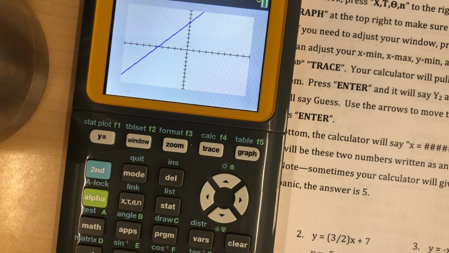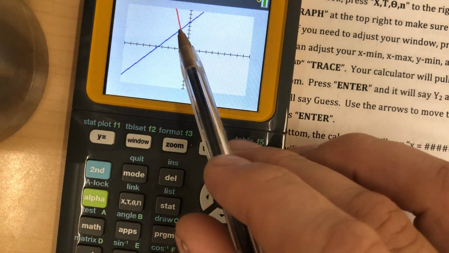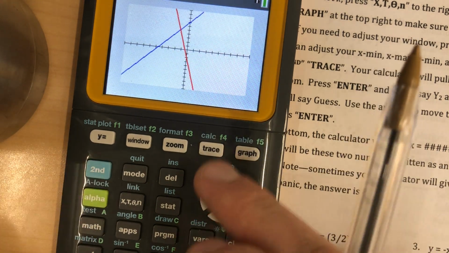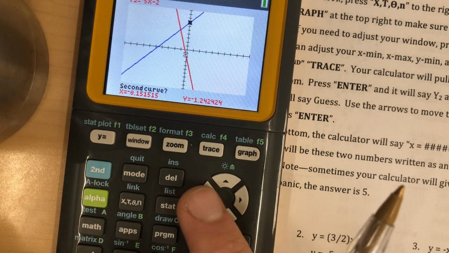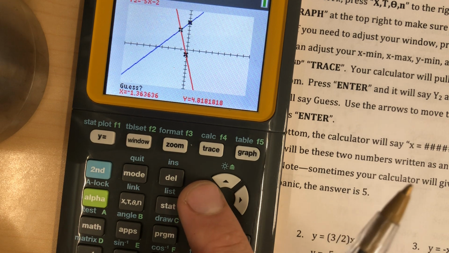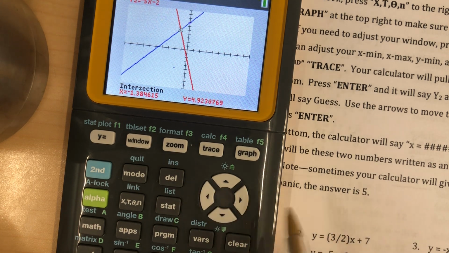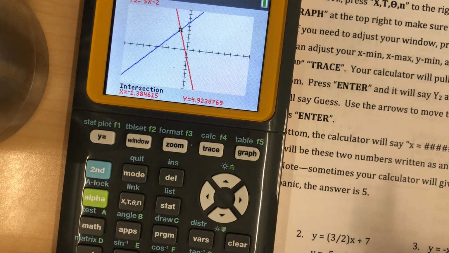So we don't need to change the window. So we can go second, trace, intersect. First curve is on blue, second curve is on red, that's fine. And then guess, you'll have to use the left and right arrow keys to get there. There's a pretty good guess, and it gives you this funky fraction for your intersection point. So we're just gonna write that in. We'll round it off at some point there, but we'll just write that fraction in, negative 1.3846, comma, 4.9231. We'll leave 4 decimals on each one.